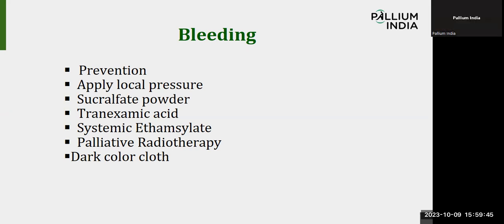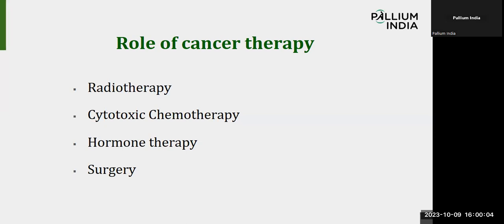Sucralfate powder we can use, tranexamic acid we can use, and systemic ethamsylate. Palliative radiotherapy we can give, and also a dark color cloth we can give to the patient so that the patient will not panic. Okay, so what is the role of cancer therapy? That is radiation, cytotoxic chemotherapy, hormone therapy, and also surgery.